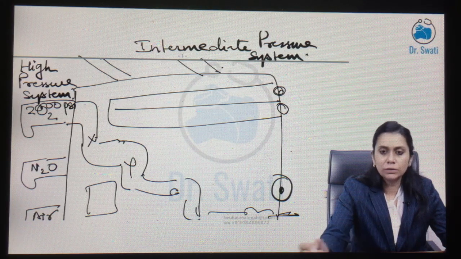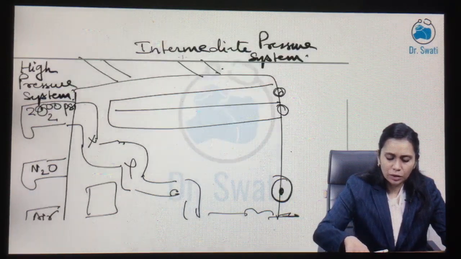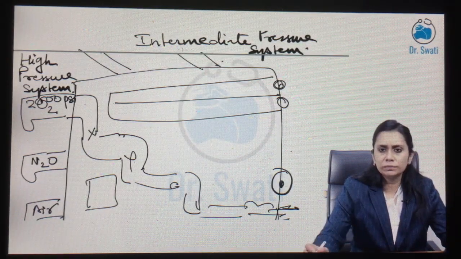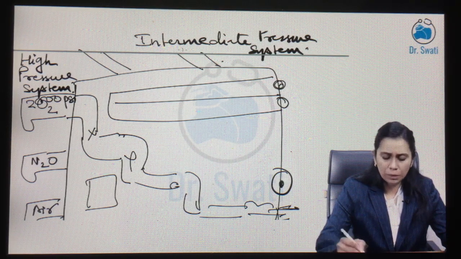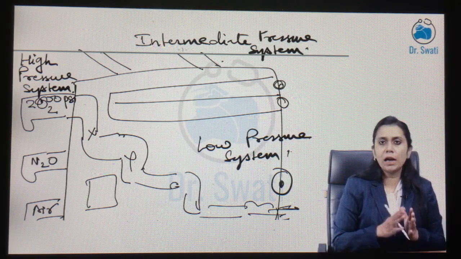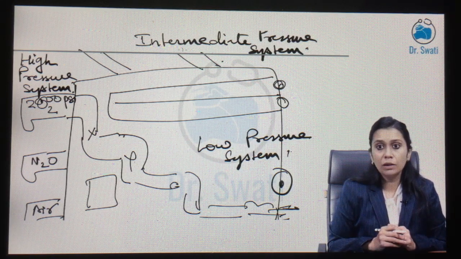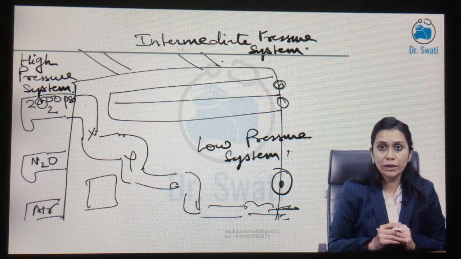Okay? And see the front of the machine. Whatever you see in the front of the machine comes under the third part of the machine, that's the low pressure system. This three-part division of the machine, high pressure system, intermediate pressure system, low pressure system, has been done on the basis of the difference in pressure in the machine, right everyone? So we have three parts of the machine: high pressure, intermediate pressure and low pressure. Okay, so let us start our discussion with the first part, that's the high pressure system.